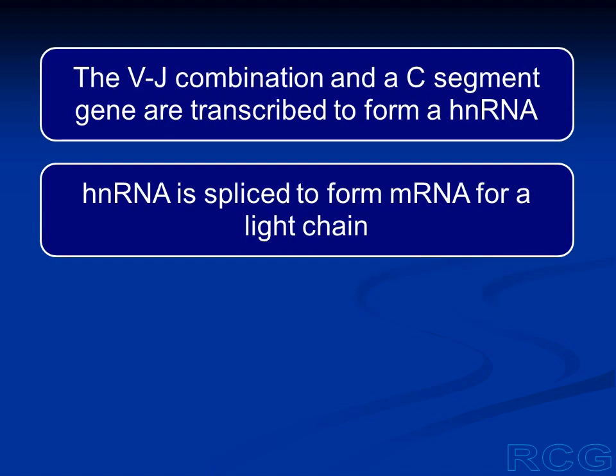And then this VJ combination plus a C segment gene will be transcribed. The product will be hnRNA. And then this hnRNA will be processed, it will be modified to form the messenger RNA for a light chain. And this messenger RNA will be translated, and a light chain will be synthesized, the light chain of the immunoglobulin.